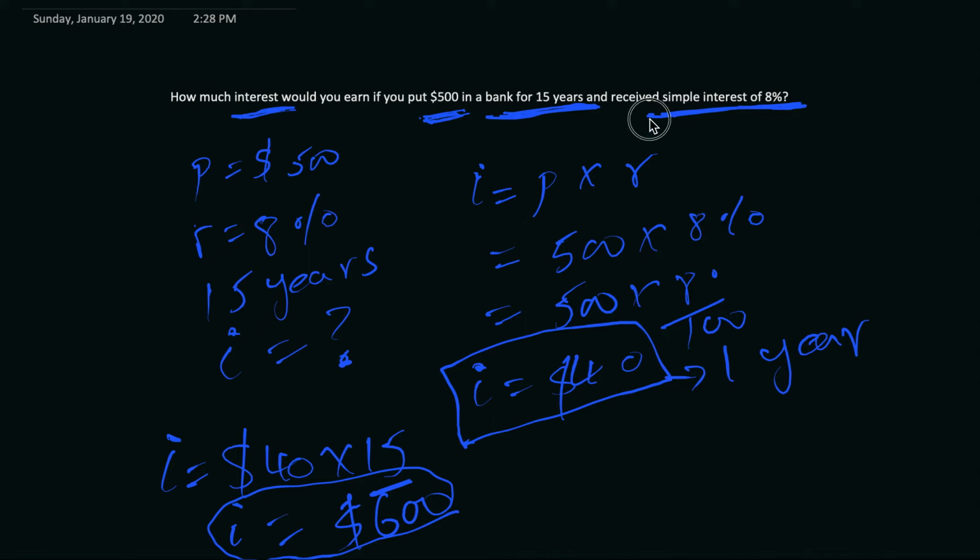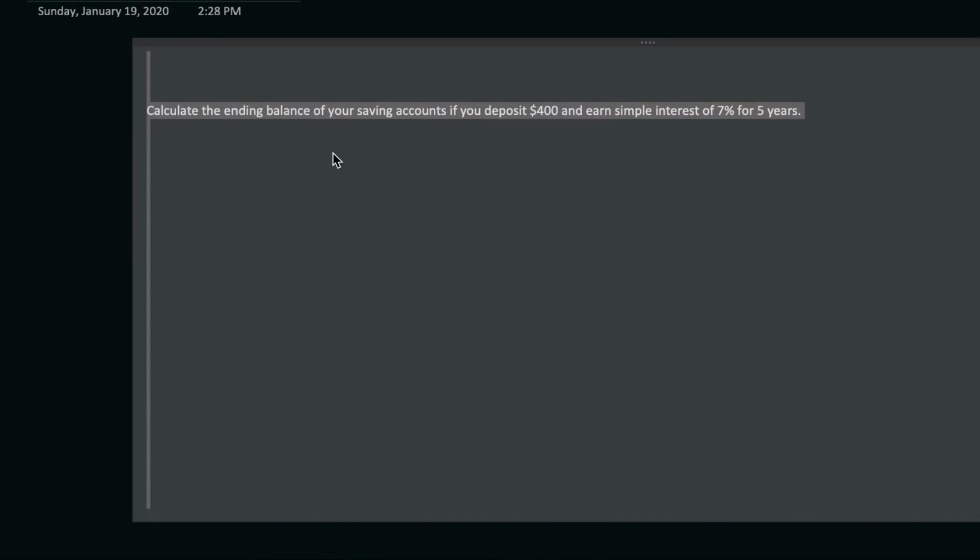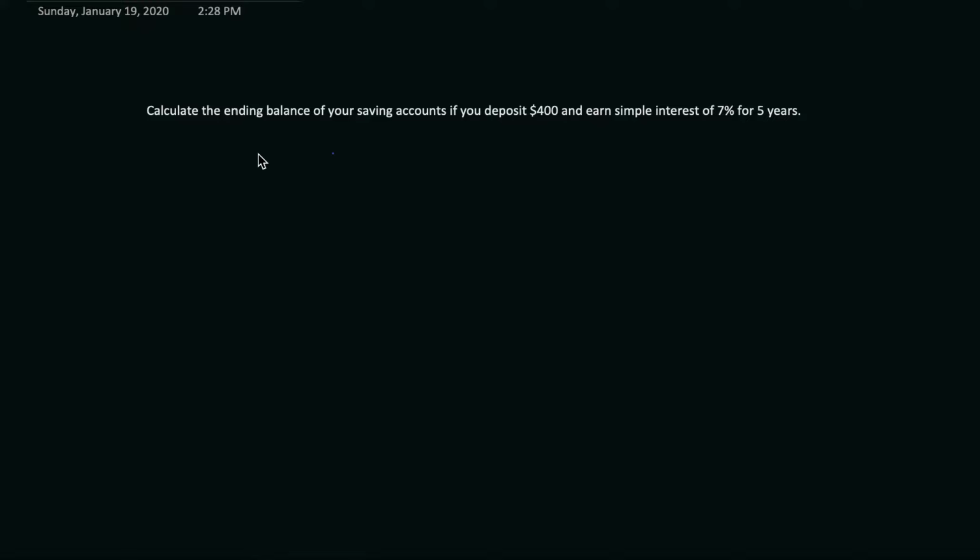And I'll be quite honest, this is a really great return on simple interest, and this is a pretty good amount after 15 years on $500. Great. Okay, let's do another example. Cool. So here we have to calculate the ending balance of the savings account if the deposit was $400 and the simple interest earned is 7% for 5 years.